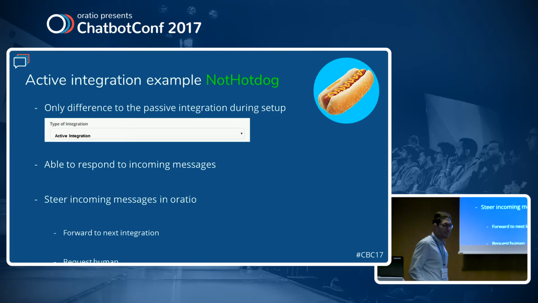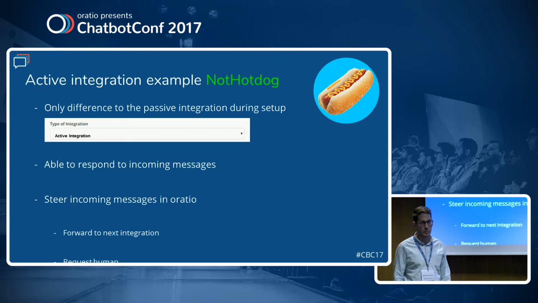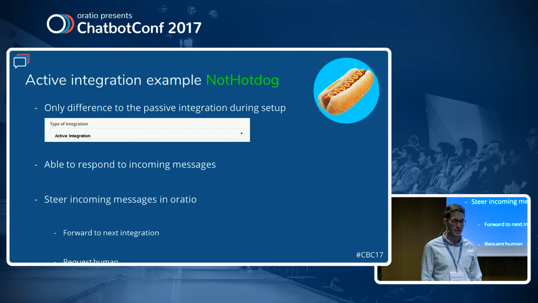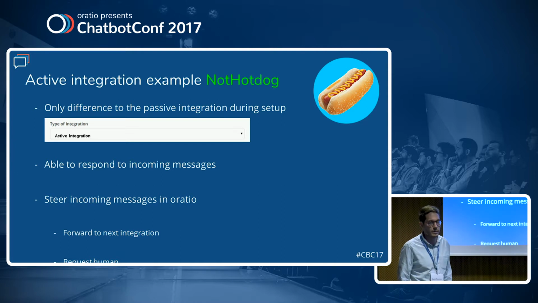Yeah, so the difference between a passive and an active integration is actually just that with an active integration, you can respond or return a JSON payload, and the JSON payload specifies what you can return to the end user, to the messenger. And you just have to set the type of integration to active during the setup. You're able to respond, and you can steer the conversation.